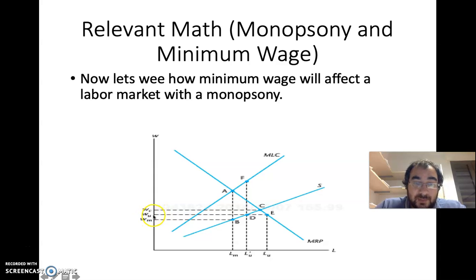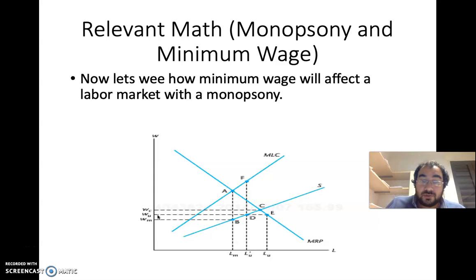When you have a minimum wage at WU, now the MLC curve doesn't represent the labor cost anymore. Labor cost is horizontal from the starting point all the way to the point D. Why? Because initially, when you hire one worker, you need to pay a wage which is almost equal to zero according to the supply line. But now your minimum wage law forces you to pay WU to the first worker, even though that first worker is willing to work for a smaller wage.